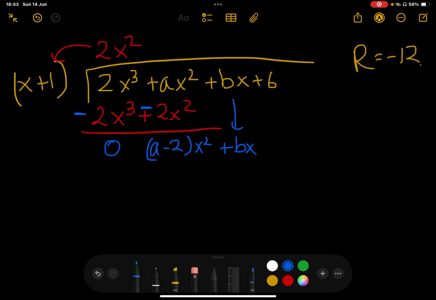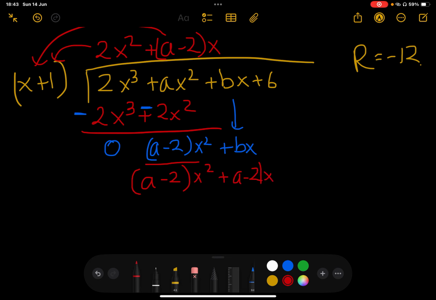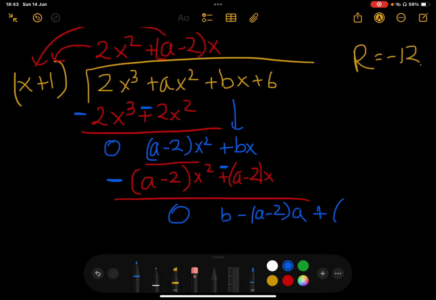Now to get (a minus 2)x squared, we need to multiply by (a minus 2)x. Right, so when we multiply it back, we'll get (a minus 2)x squared plus (a minus 2)x. We need to change the signs on this lower part. (a minus 2)x squared minus (a minus 2)x squared will give 0. And here we'll get b minus (a minus 2)x. And we have plus 6.